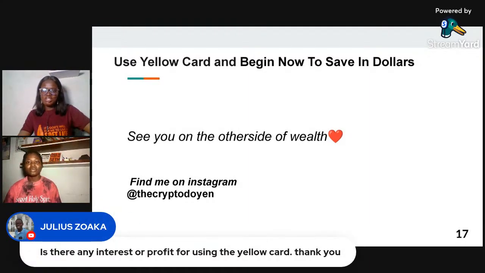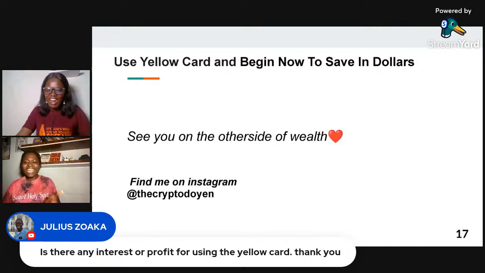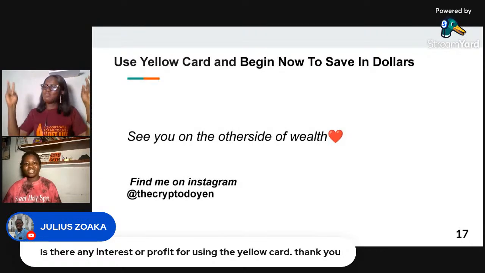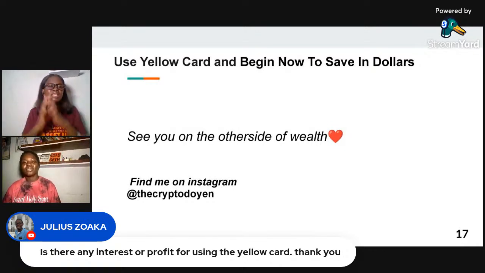Julius is asking, is there any interest or profit for using Yellow Card? The fact that you're saving in dollars and your money is safe, that's all the interest that you need. That's a very huge interest. Seriously. That is why most people get defrauded, because of this mindset of looking for interest, looking for profit. Somebody wakes up and creates an app for you, you put your money there and they promise you 50% interest, you just lose all your money. So instead, look for a stable platform that you're sure your money is secure before you start looking for interest. Saving in dollars is already an investment before you think of any extra interest. So if you see a platform offering you interest, please do your due diligence. Check 2 times, check 10 times before you go there because you want interest and profit.